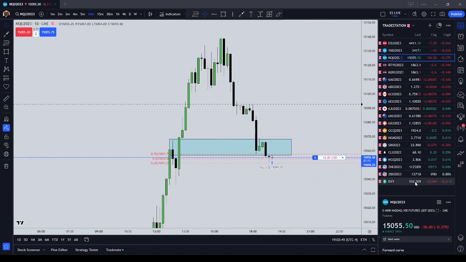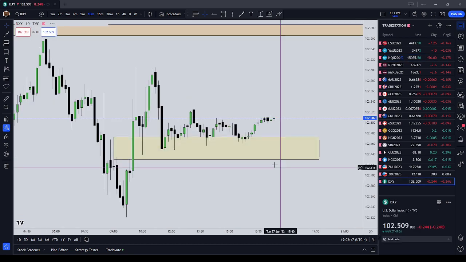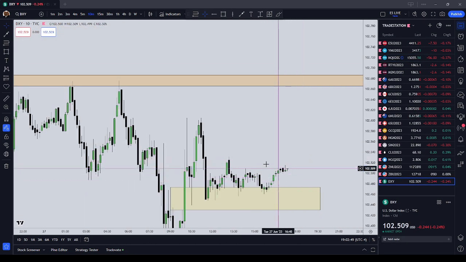Number one, we always start with the dollar index, see what the dollar index is doing. Dollar index is in a consolidation, slightly higher after resettlement. So not a lot of information gleaned from the dollar index. Next thing I look for, I'm going to go up to my stock indices, go through all my products, see what has had the most movement after resettlement.